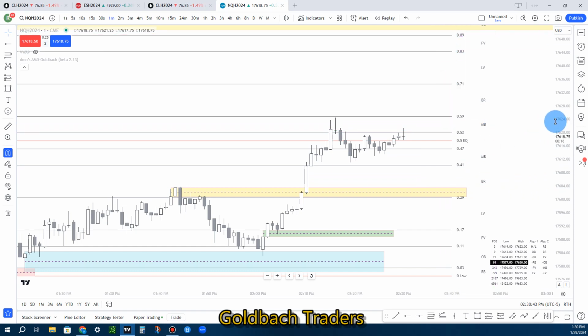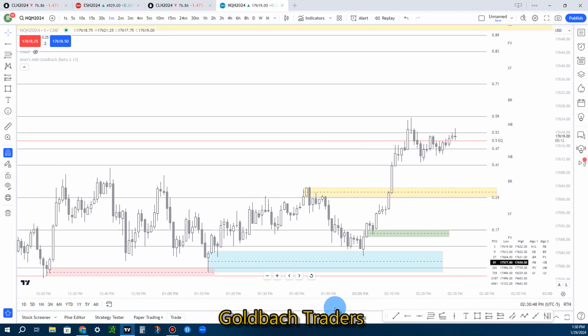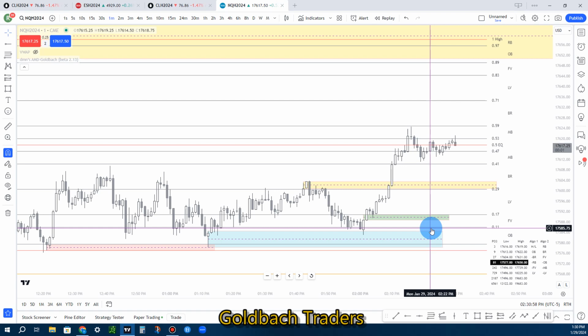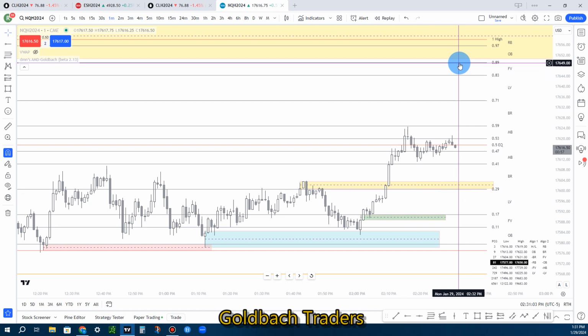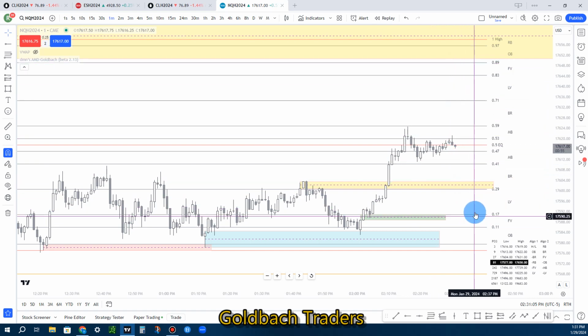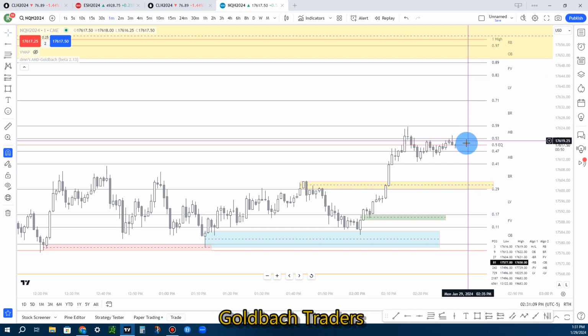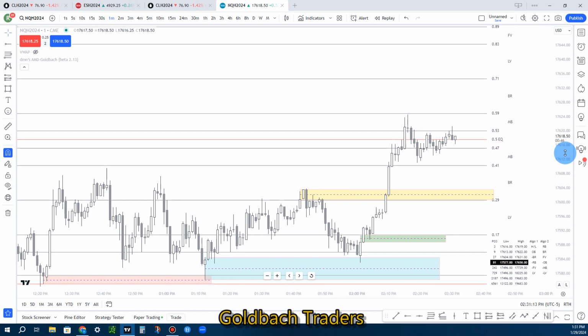The other thing that I'm looking at is this came from basically the 0.3 level, or let's say the 0.11 level. If 0.11 and 0.89 would equal 100, 0.17 and 0.83 would equal 100. So that's kind of what I'm looking at. That's one of the ways people use Goldbachs.